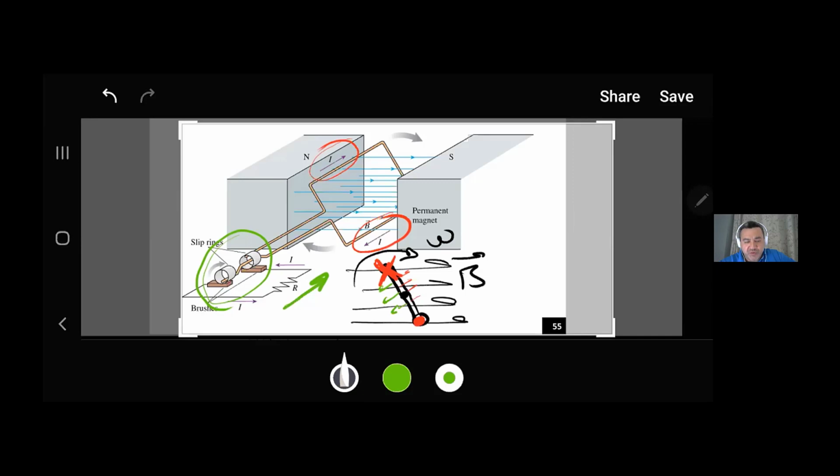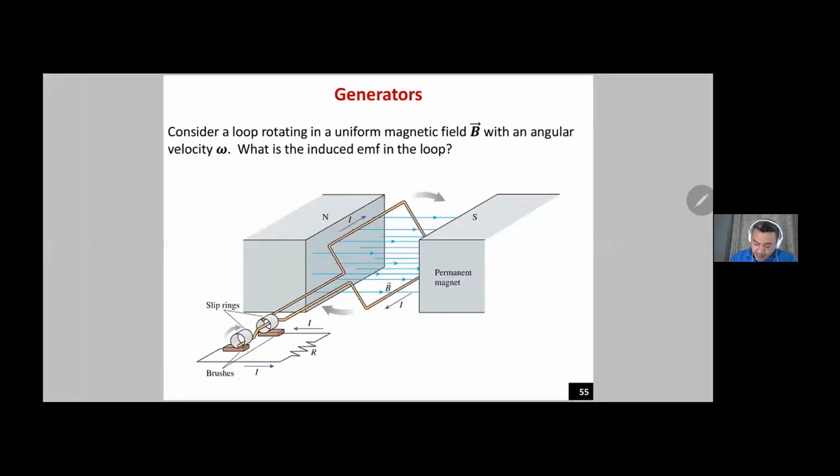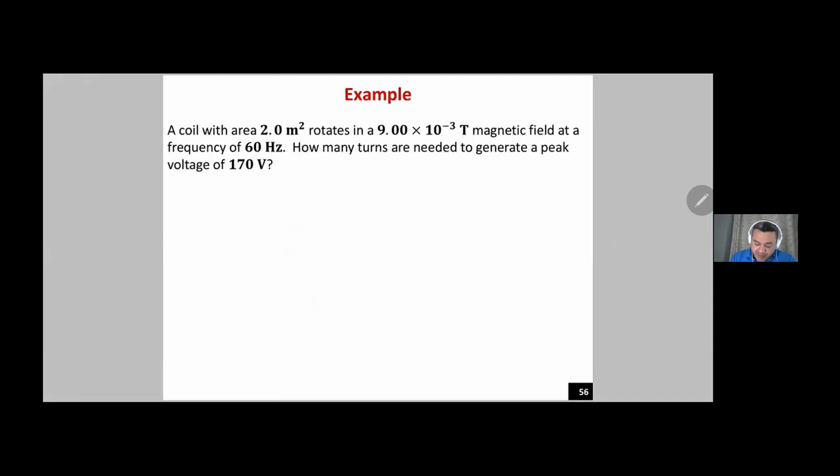So let's continue with the remaining slide before we stop. We have only one slide left. Okay, and here we have an example. We have a coil that has an area of 2 meters squared. It rotates in the existence of a magnetic field of 9 to the power minus 3 Tesla with a frequency of 60 hertz. How many turns are needed to generate a peak voltage of 170 volts?